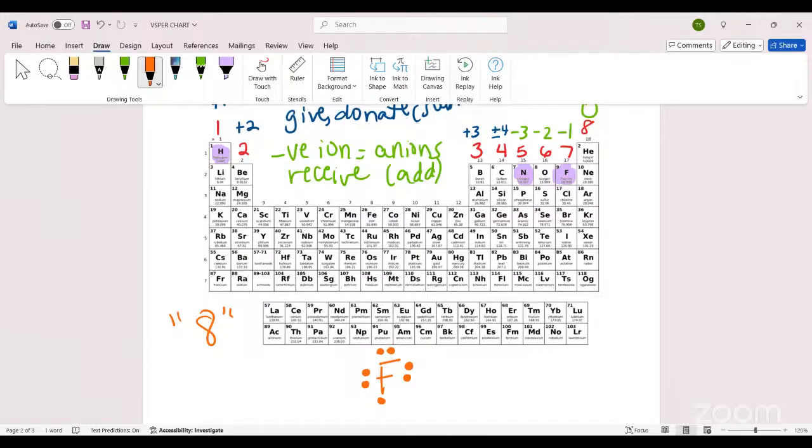Let's go ahead and start putting these together now as formulas and compounds. The first step you need to do anytime you're doing molecular geometry shapes is you have to determine how many total valence electrons you have for that compound, okay?